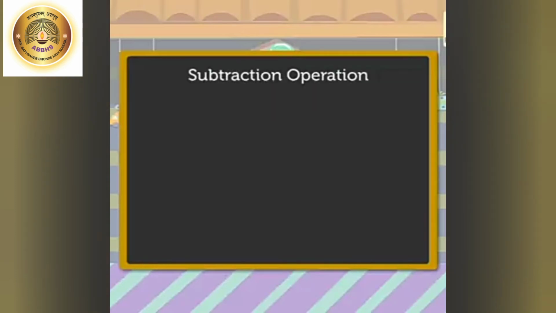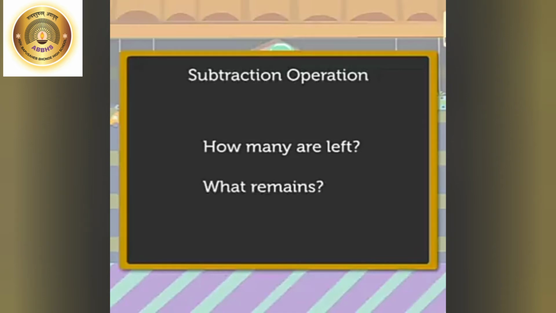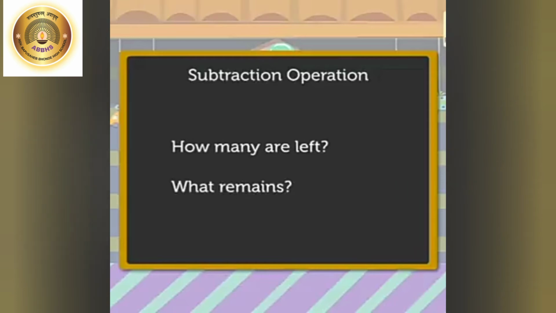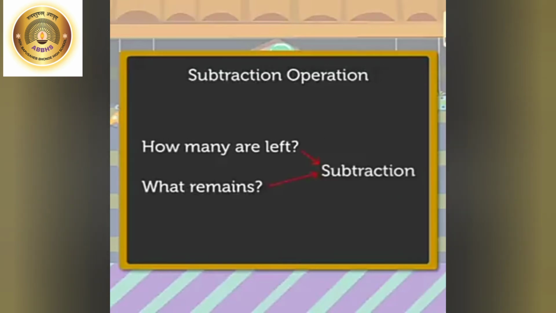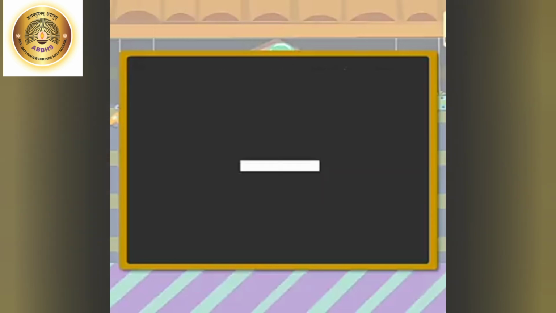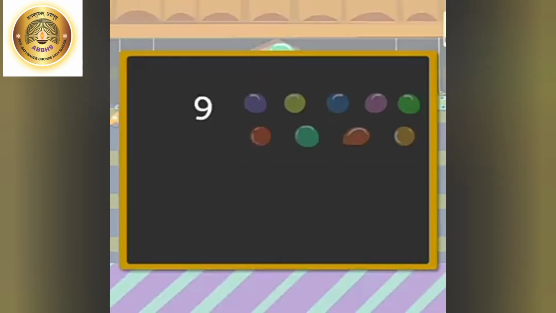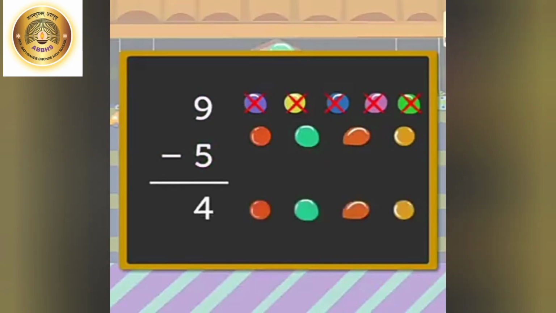In subtraction, we have questions like how many are left? What remains at the end? This is called subtraction. Let's learn to read the subtraction sum using the subtraction sign, that is minus. The sign is called minus. 9 minus 5 is equal to 4.